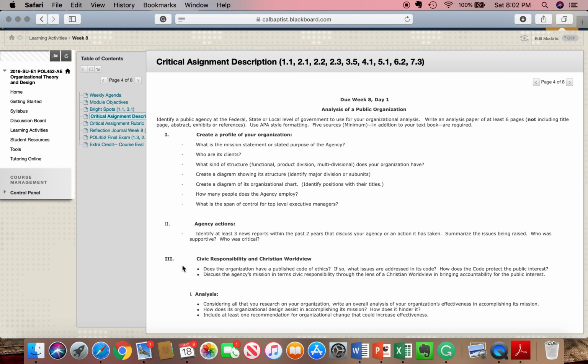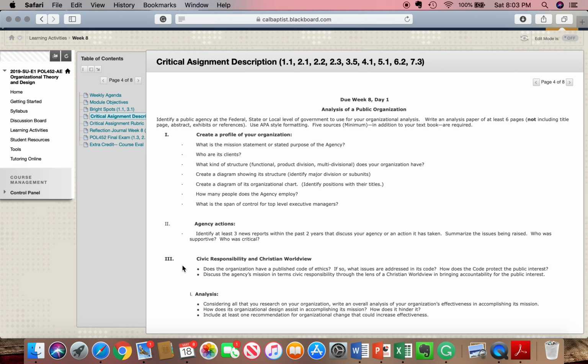And then you're going to want to describe who the clients are. Who does this agency work for? What kind of structure does it have? Is it functional, product division, multi-divisional? We want to create a diagram showing its structure, especially if it has subdivisions, divisions, subunits, just the hierarchy, the structure of the organization. And we want to see a diagram of the organizational chart.